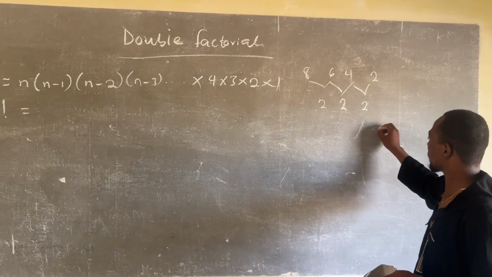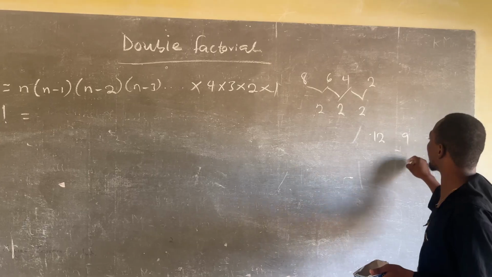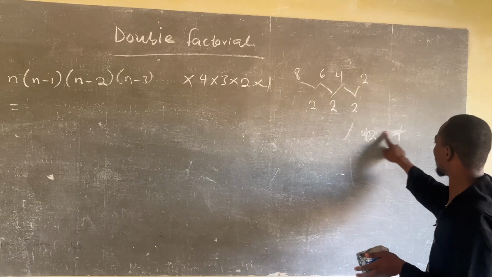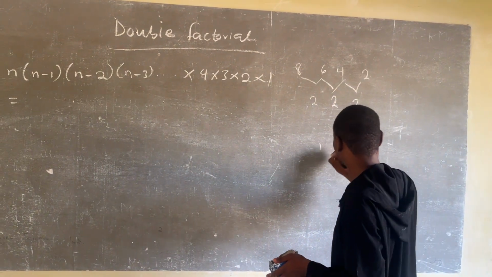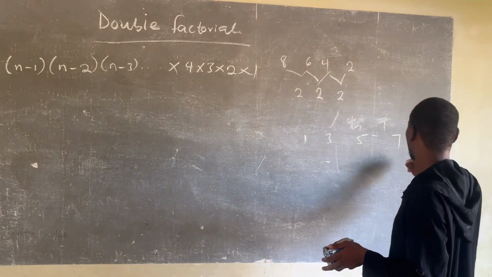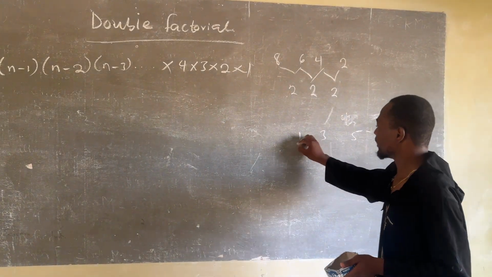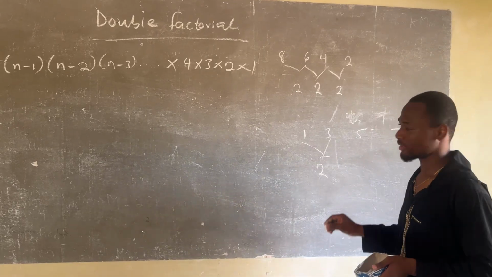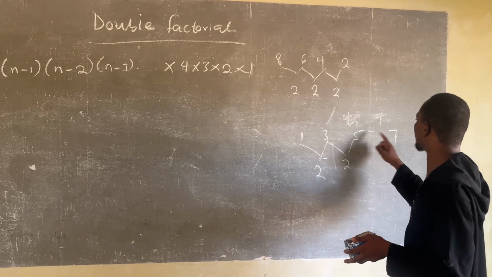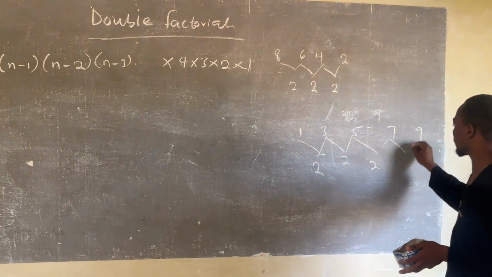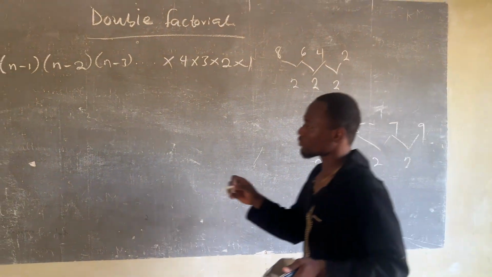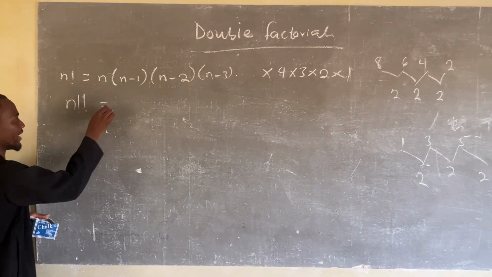Let's try for odd numbers. Let's say we have 1, 3, 5, 7, 9. The difference between this and this is 2, right? The difference between this number and this number is also 2. And the difference between this and this is also 2. So as a result of that, we are going to begin with the number n.